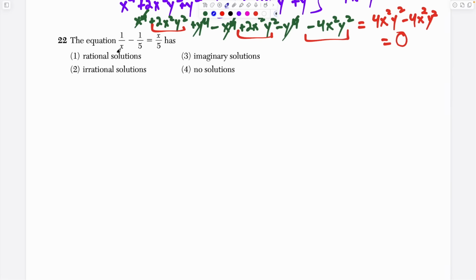Question 22, the equation here, and we want to see what type of solutions this equation has. Does it have rational, irrational, imaginary, or no solutions? So first I'll do this algebraically. So we're starting off with this equation.